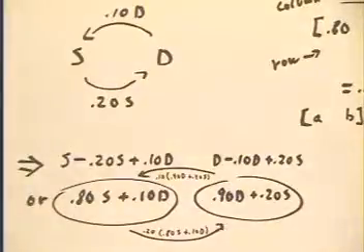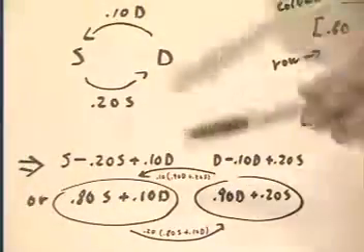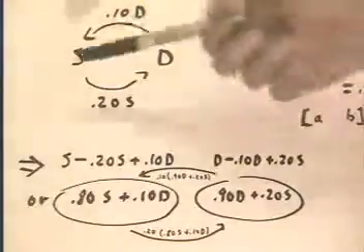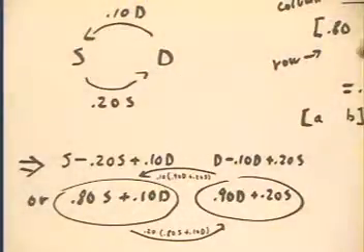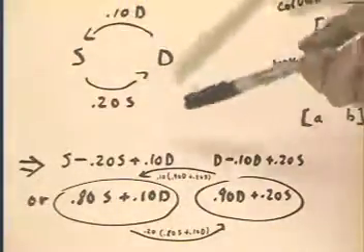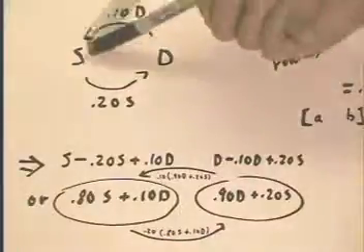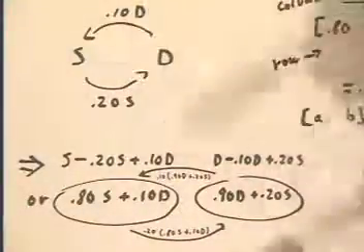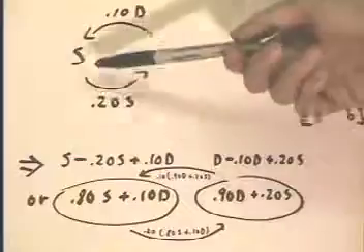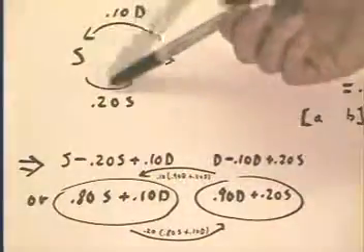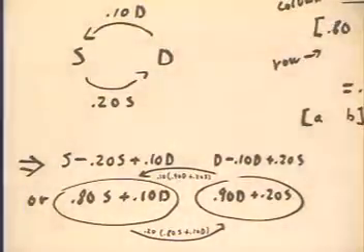Now let's look at the original equation symbolically. If S and D stand for the numbers of sane and demented people, then 0.20S and 0.10D, of course, are the transition numbers. Then what are the numbers going to be after a transition? Okay?